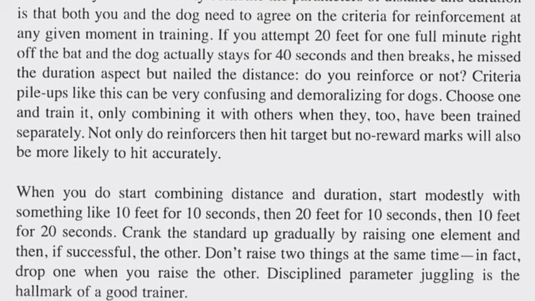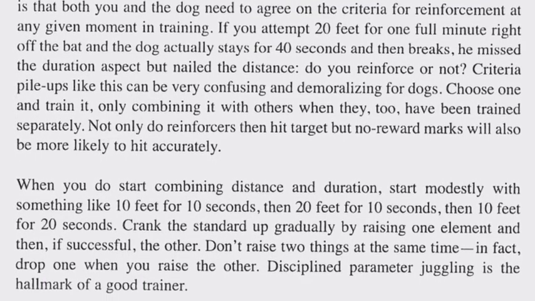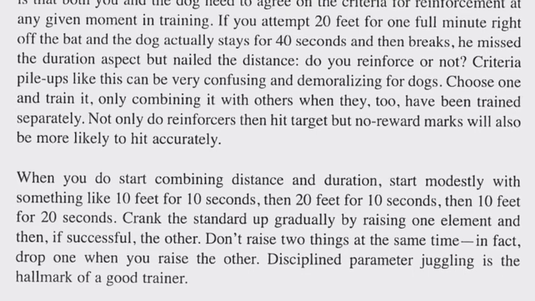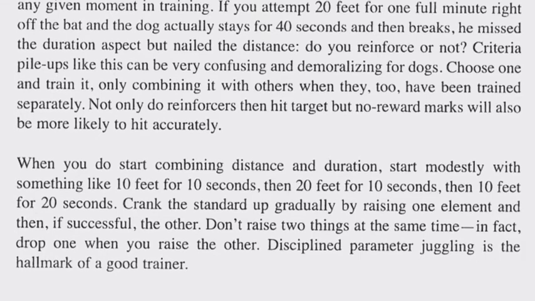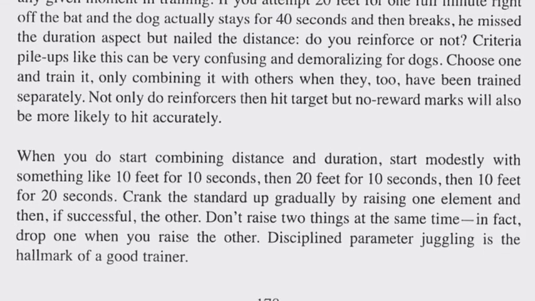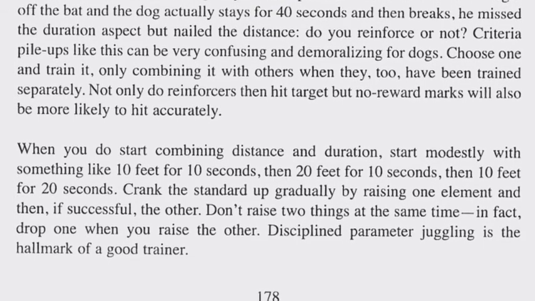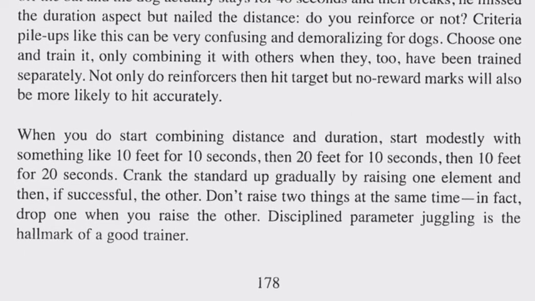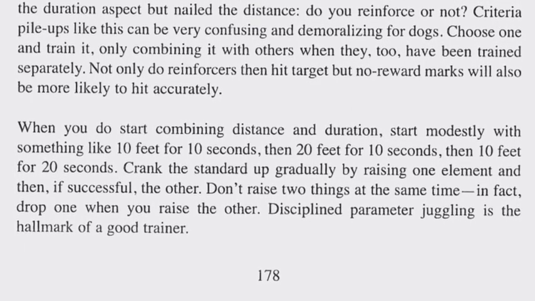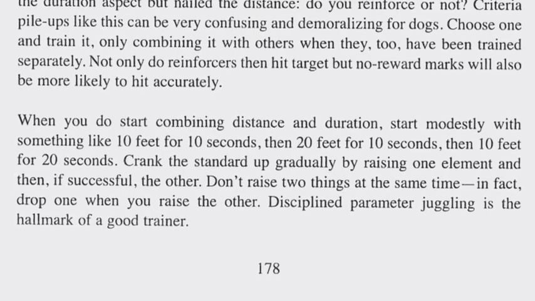When you do start combining distance and duration, start modestly with something like 10 feet for 10 seconds, then 20 feet for 10 seconds, and then 10 feet for 20 seconds. Crank the standard up gradually by raising one element and then, if successful, the other. Don't raise two things at the same time. In fact, drop one when you raise the other. Disciplined parameter juggling is the hallmark of a good trainer.